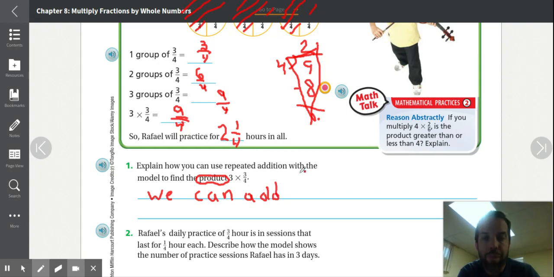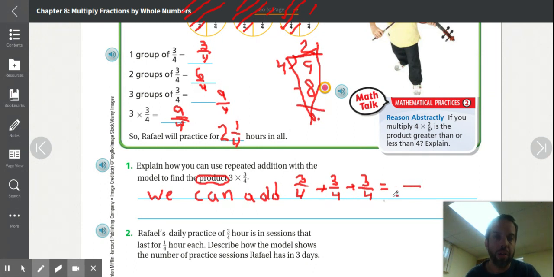Okay, so we could add 3/4 plus 3/4 plus 3/4. Now, if I do that, we know that when I add fractions that have the same denominator, the denominator is just going to stay the same. So then I just count or add my numerators. 3 plus 3 plus 3 would be 9.